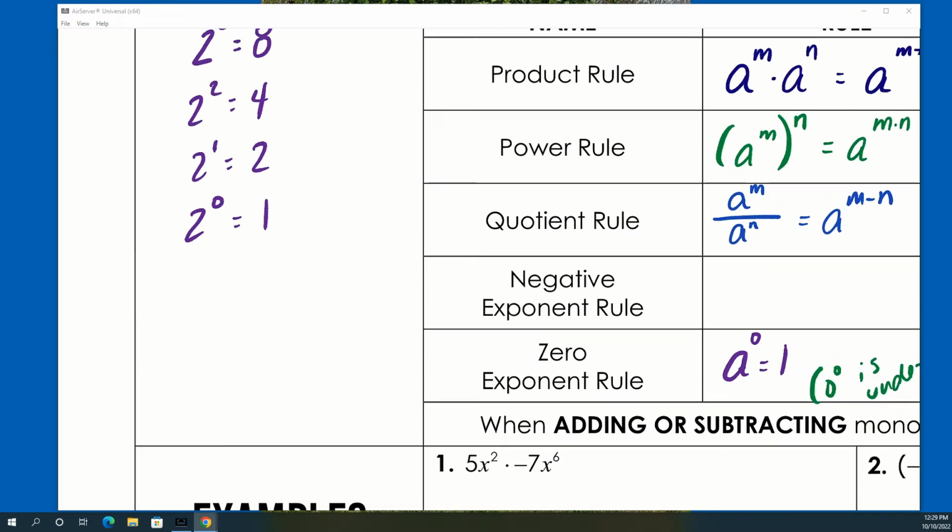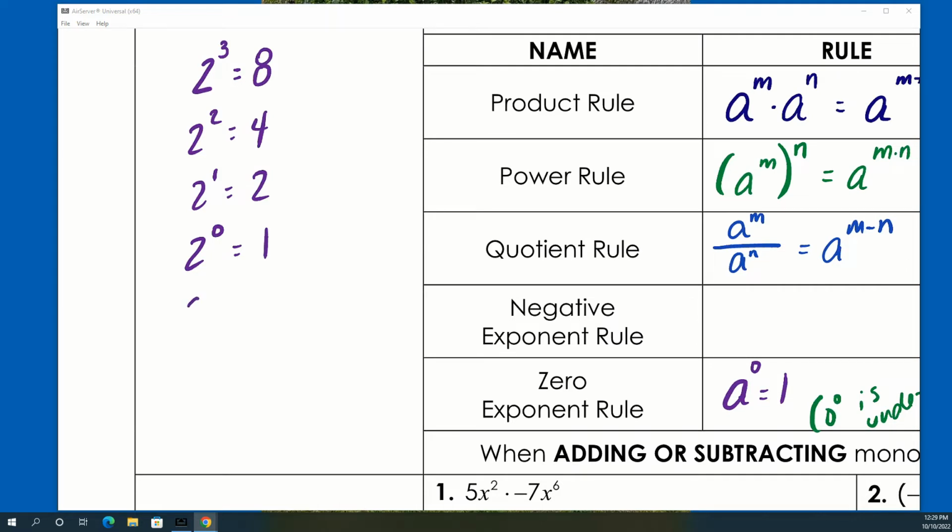All right, let's continue this pattern. So on the left, the exponent is going down by 1. So if I go down by 1, again, it's negative 1. What if I continue the pattern on the right where I'm dividing by 2? It would just be 1/2. Right? And then 2 to the negative 2, what's half of a half? A fourth. And 2 to the negative 3 is 1/8.